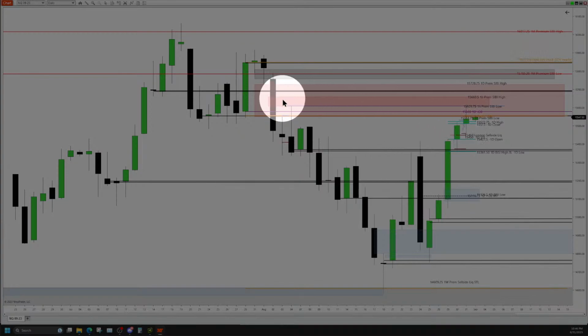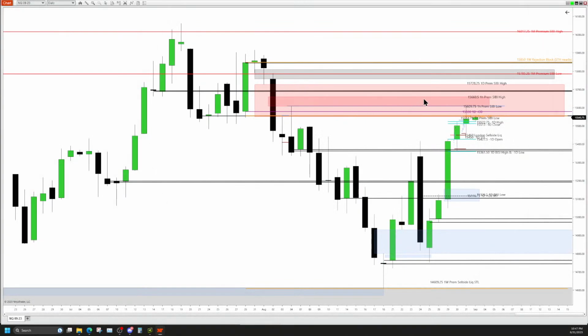So where did we attack? We attacked this premium daily SIBI, sell side imbalance, buy side inefficiency, and when it first went into it, it went a quarter and dropped down. This time we went straight through that side as well, so there's buy side liquidity above this. My guess is tomorrow we are going to take that and then some. So we'll see what happens on that.